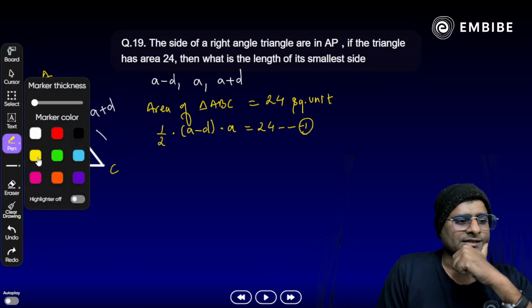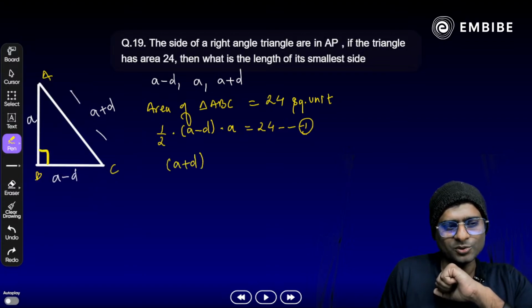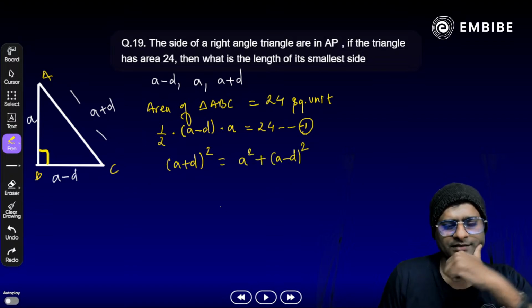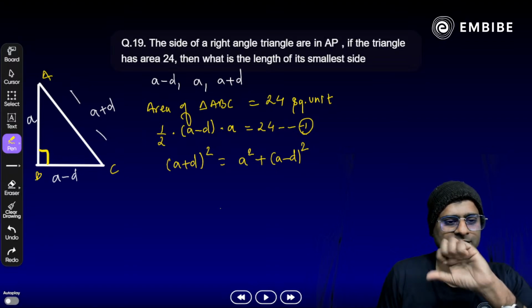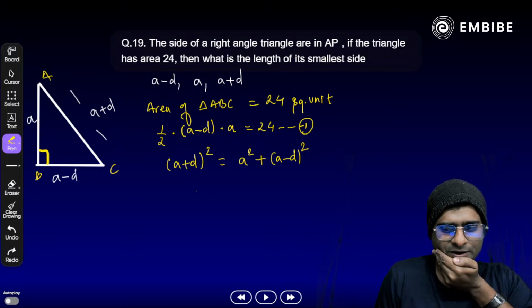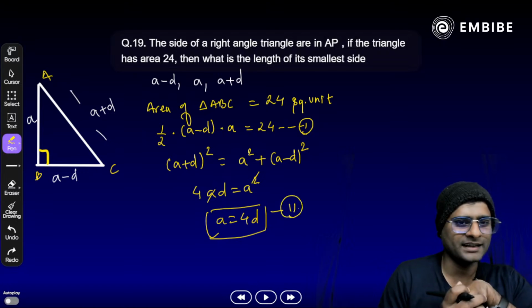Apply Pythagoras. A plus d whole squared is equal to what? a squared plus a minus d whole squared. Try to simplify. a plus d whole square minus a minus d whole square, like a plus b whole square minus a minus b whole square. So what we get here? 4ad. Yes, 4ad is equal to what? a squared. Oh, one a gets cancelled out. a is equal to 4d. Yes, this is our equation number 2. Try to solve it. You will get the answer.